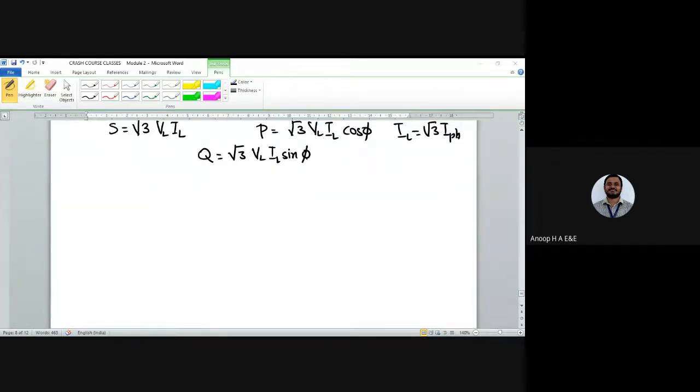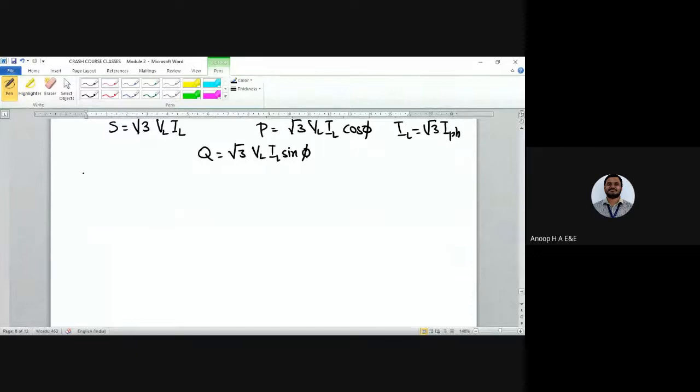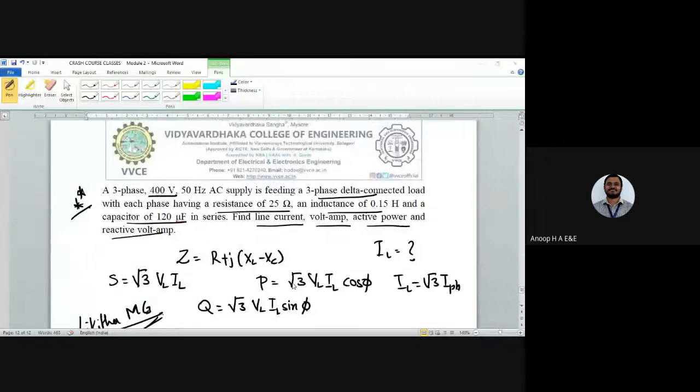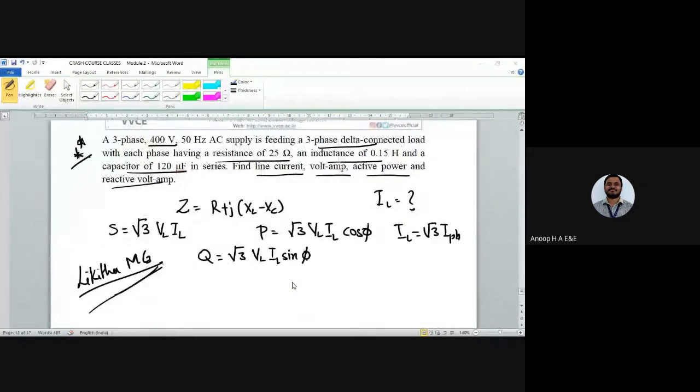Likita MG, are you there in the meeting? Likita MG. Solve this problem and let me know the answer at the end of today. Likita, are you there? Solve this problem and let me know in the next class. Okay, so I'll stop sharing now.